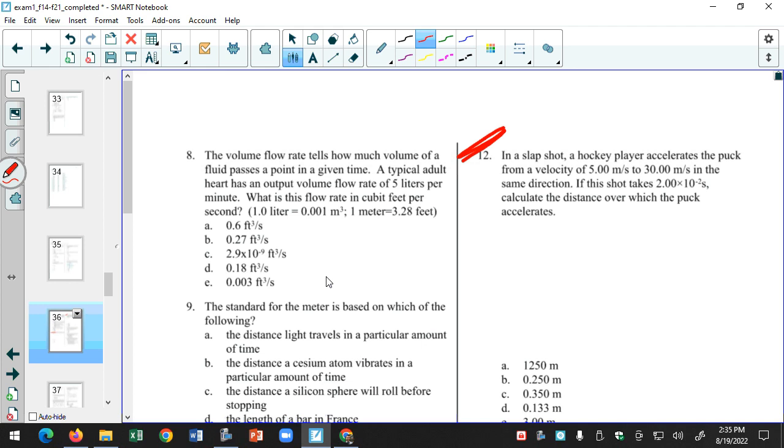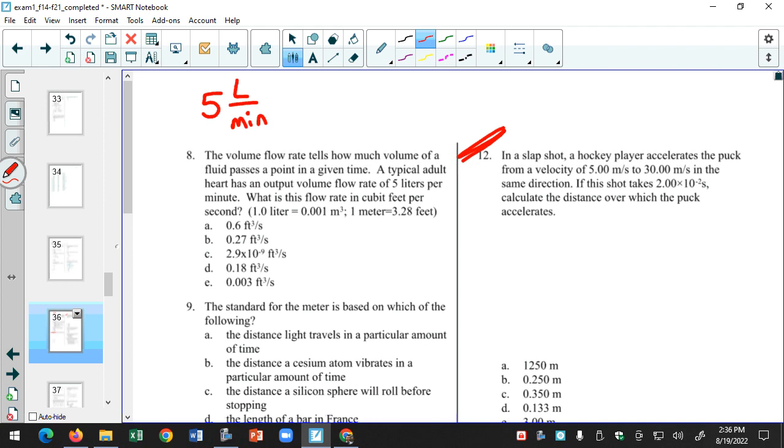Hey, let's do this number 8 while we're here. This is a good unit conversion. Remember, 2017 all the way up to 2021. It says the volume flow rate tells you how much volume of a fluid passes a point in a given time. That's chapter 6 or 7, or chapter 8, I think. A typical adult heart has an output volume of 5 liters per minute, and I want to know it in cubic feet per minute. So let's do this conversion: 5 liters per minute.